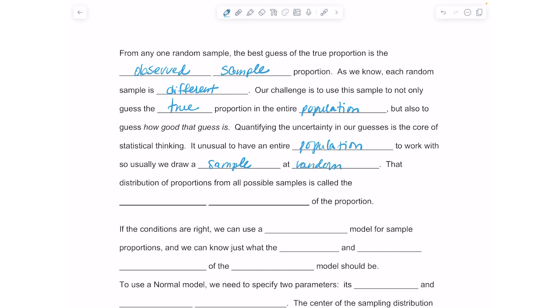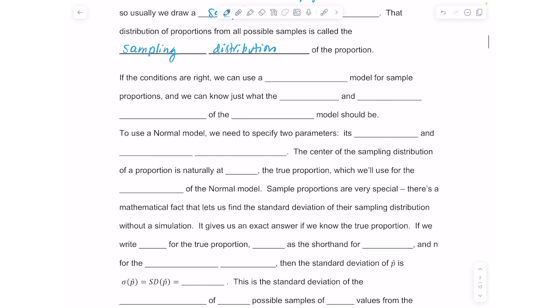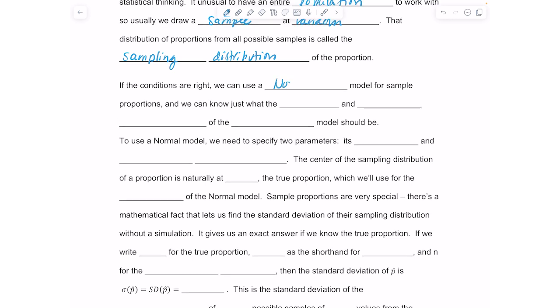That distribution of proportions from all possible samples is known as the sampling distribution of the proportion. If the conditions are right, we can use a normal model for sample proportions, and we can know just what the mean and standard deviation of the normal model should be. To use a normal model, we need to specify two parameters: its mean and standard deviation. The center of the sampling distribution of a proportion is naturally at P, the true proportion, which we'll use for the mean of the normal model.